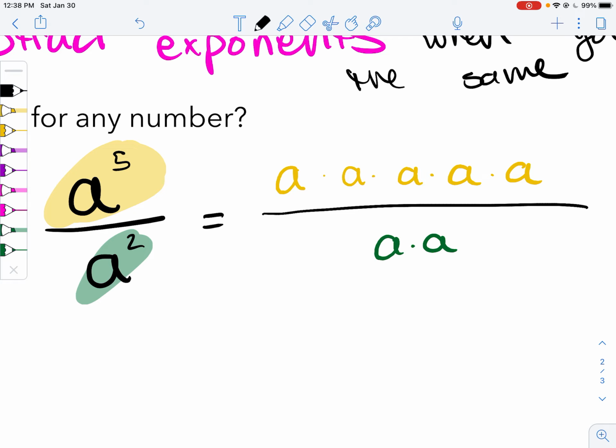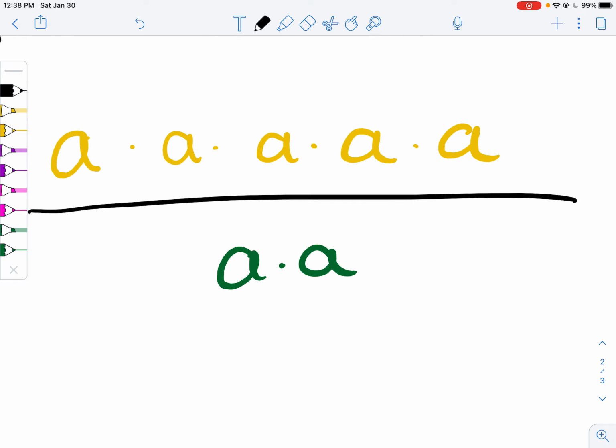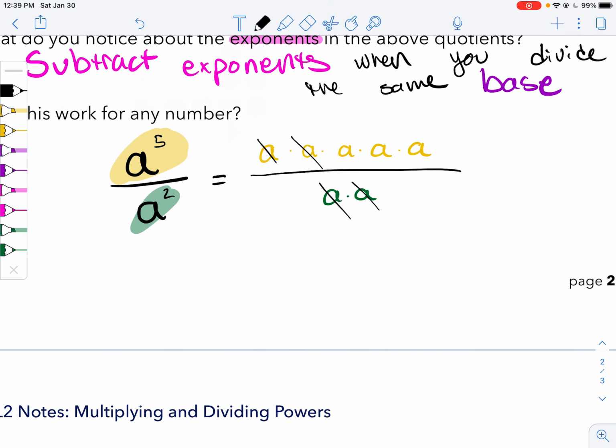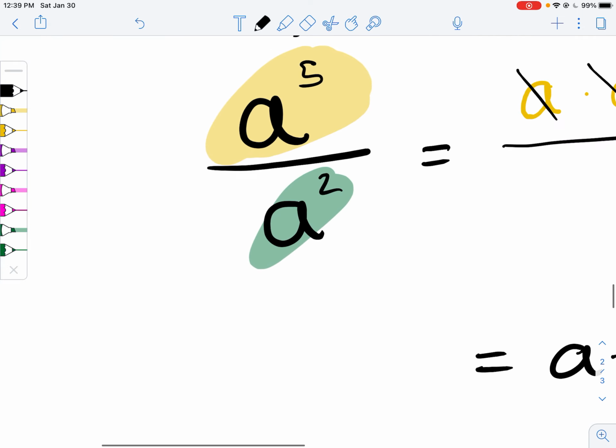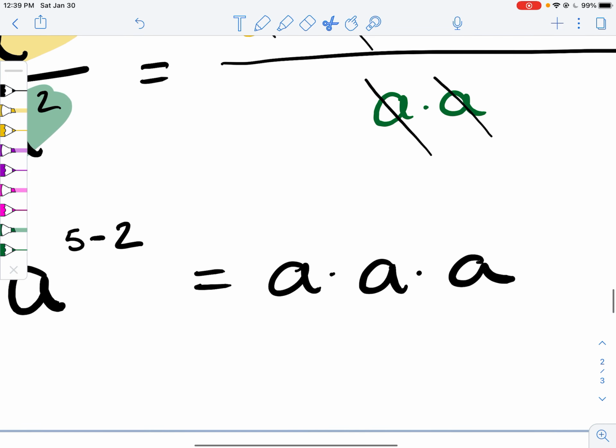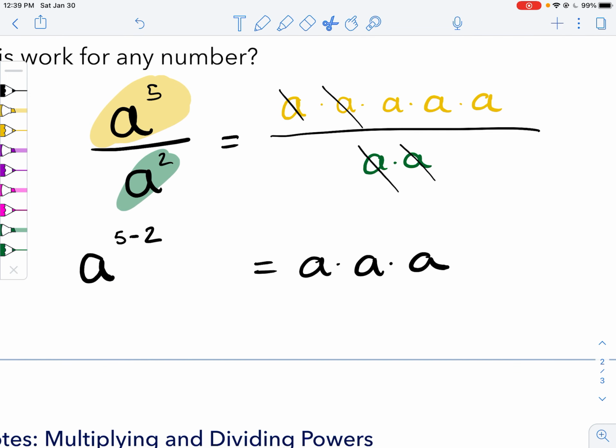Well, that's kind of gross. Let's see if we can reduce that a little bit. This a reduces with that one. This a reduces with that one. And we're just left with 3 a's, so that's a times a times a. Cool. Well, according to our rule, this is the same thing as a to the 5 minus 2 power. And is 5 minus 2 equal to 3? Oh, yes, it is. That's a cubed. Whoa, that's so cool. We nailed it.